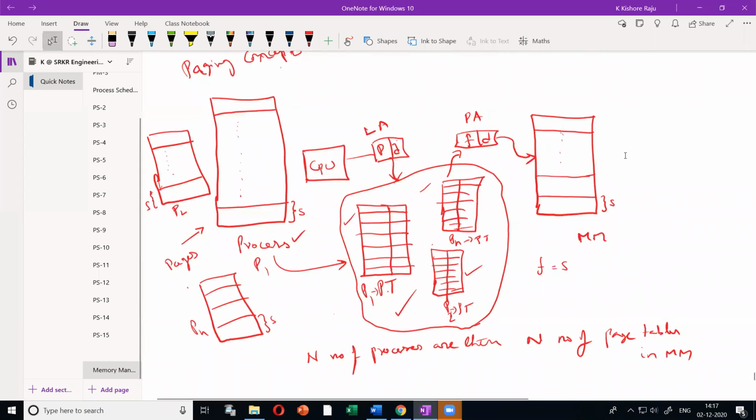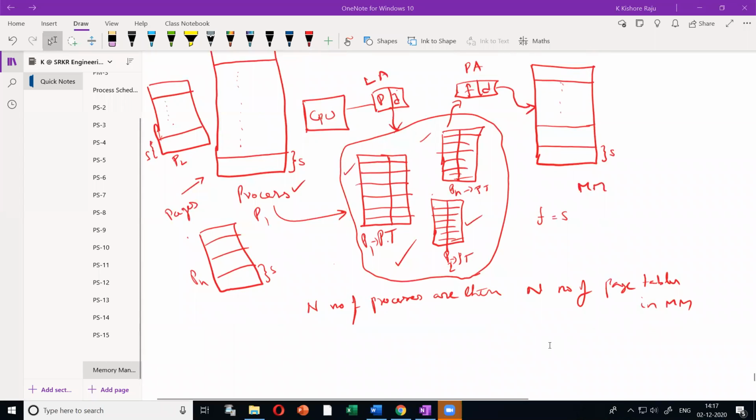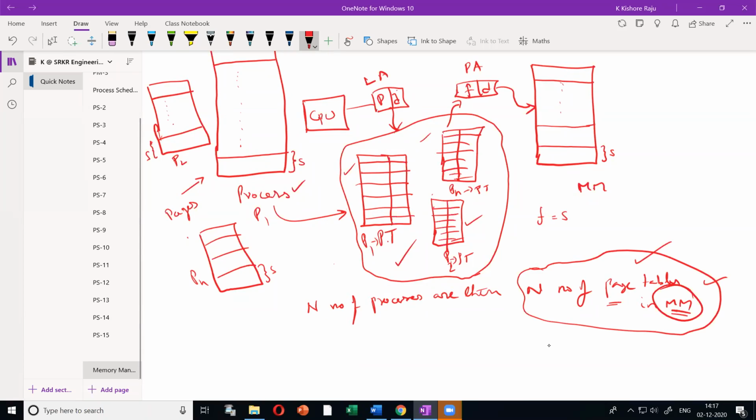So if the number of processes goes on increasing, the number of page tables in the main memory also increases. These page tables are not the process. These page tables are information about the process. To maintain the information about the process, it consumes main memory.